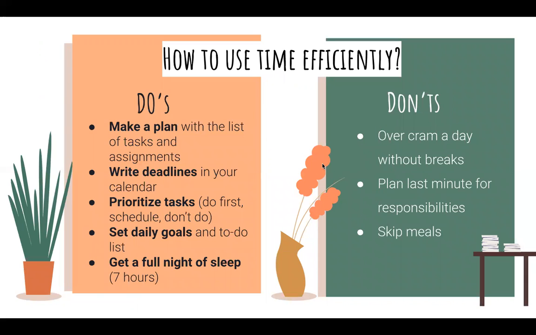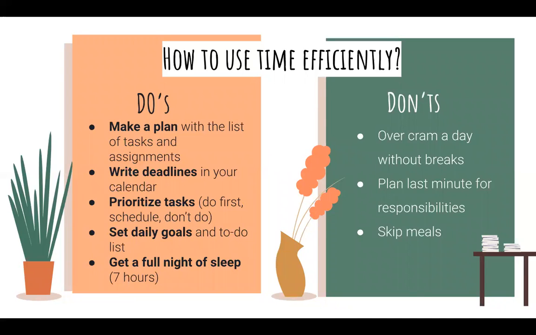So, how to use your time efficiently? I created a do's and don'ts list. On the don'ts, we will be creating one and hopefully I'll be able to help you with that. So the do's: do make a plan with a list of tasks and assignments. This is really great to have every day if you want, so you can at least cross them out and be like, oh, I finished this. This is great. Write deadlines. It's really great to know when something is due so you don't do it last minute and you don't feel that stress, that panic of, I don't have enough time to do it.